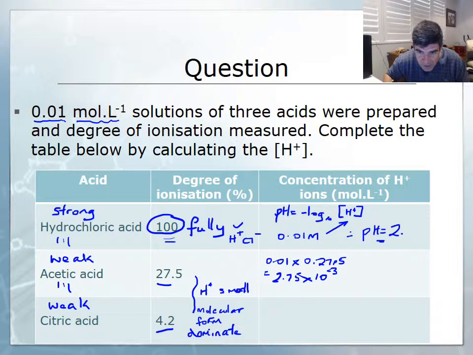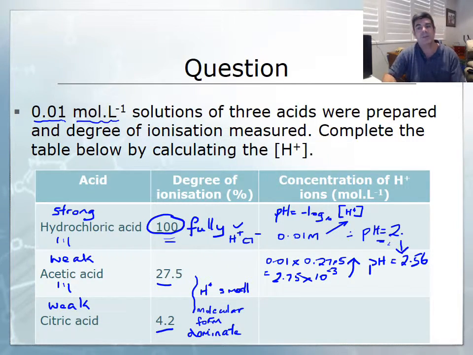So that's a concentration, and if I put that into the pH formula at the top, 0.0275, I should have a log somewhere, a log base 10. So that's going to be 2.56. So in this case here, pH equals 2.56. Yeah. So you can see the fact that it doesn't fully ionize means that we have a difference even though the concentration of the solutions is the same.